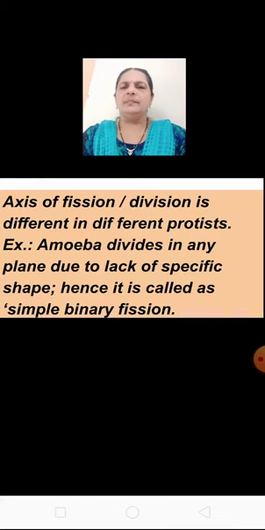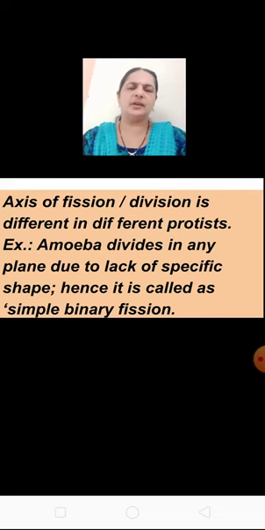Okay. Now, coming to how the axis of division is different in different protists. That means how they divide. You all know amoeba does not have any particular shape. So the division in amoeba, that is binary fission in amoeba, can take place in any plane. The amoeba has no fixed shape, so anywhere it will divide into two parts. In any plane it can divide, and that is called simple binary fission. Because it does not have any particular shape, it can divide in any manner. You can see, any way it will divide.